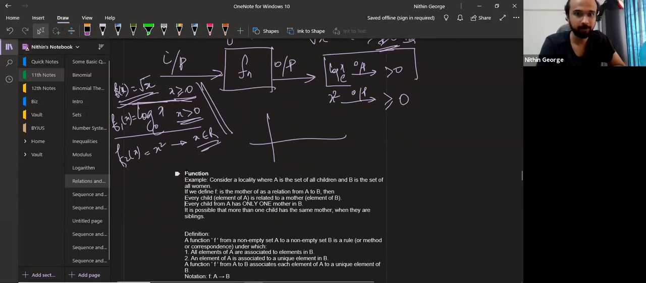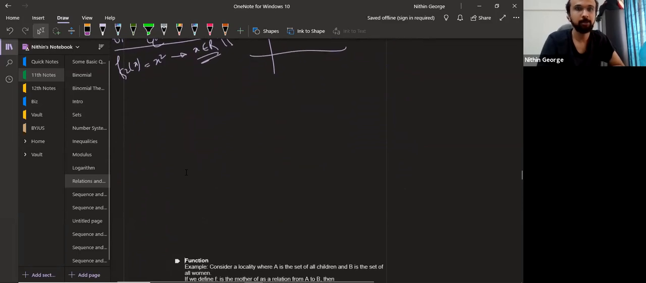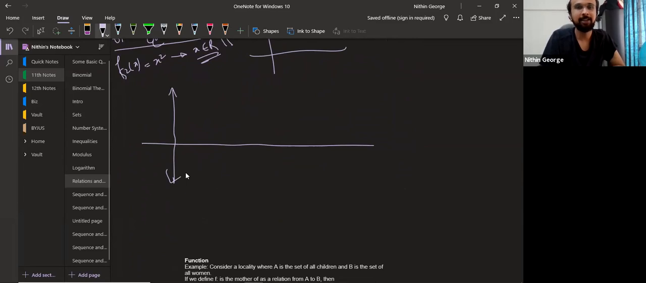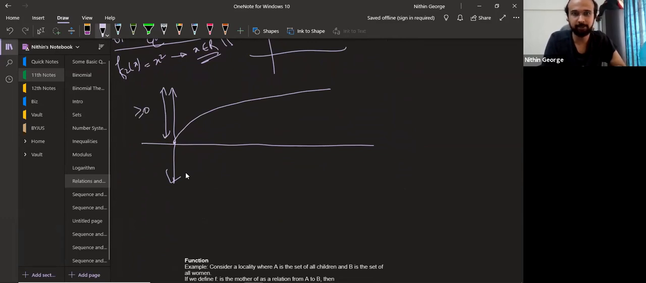Okay. Just remember the graph. Let's look at root x. Can you put any value lesser than 0? No, right? Root x goes like this. So you can see all numbers greater than 0 are taken here. This will be the range.